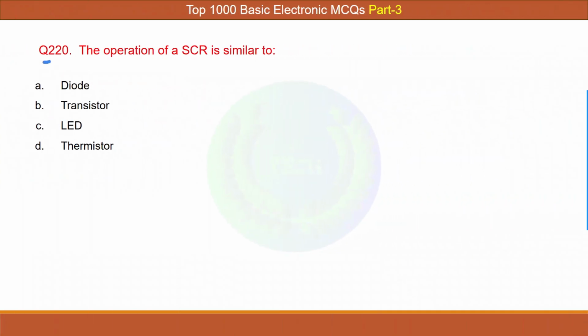Question number 220. The operation of a SCR is similar to option A, diode, option B, transistor, option C, LED, option D, thermistor. The answer is option A, diode.